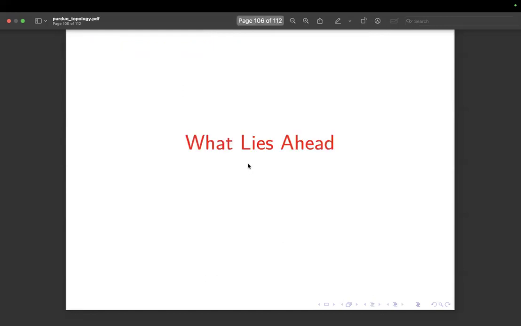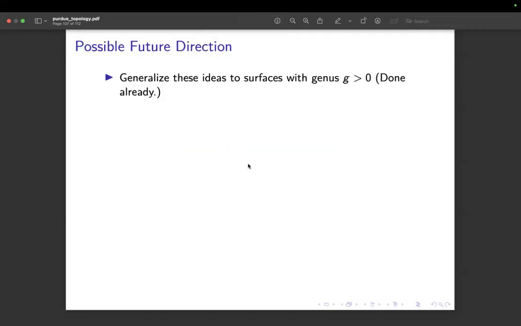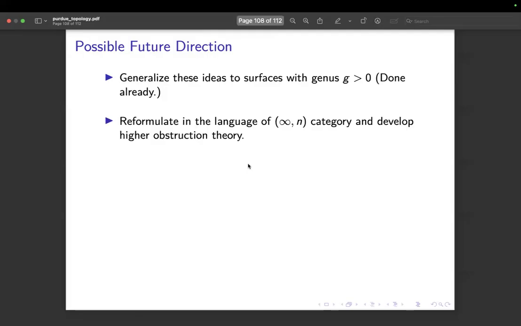Okay. So now I want to talk about some future directions. The first one is that my theorem is only working for planar trivalent graphs. The question is, what if your trivalent graph is sitting inside another genus G surface? I have done it already using a variation of the universal construction, but it's not definite yet. Then the second is to reformulate in the language of infinity n-categories and develop higher obstruction theory.